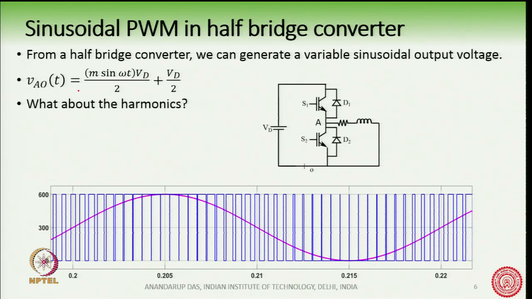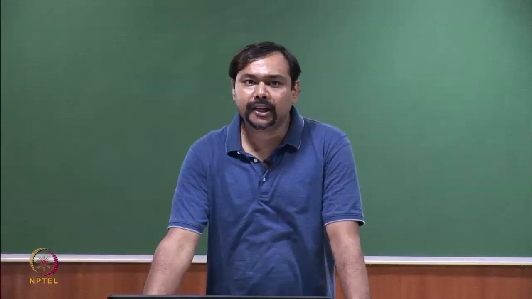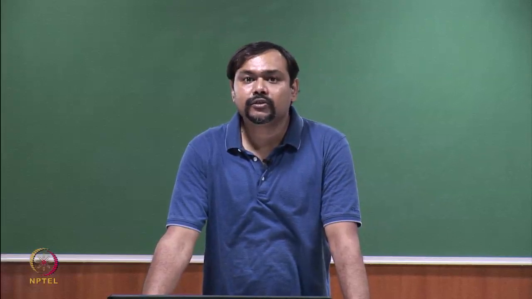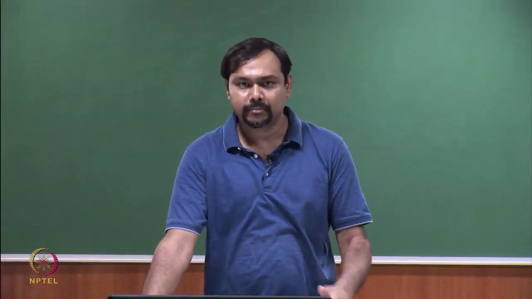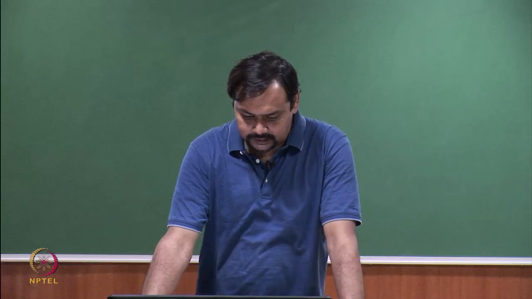VAO(t), that is the pole voltage produced, is m sin omega t into Vd by 2 plus Vd by 2. This is the voltage produced from the half bridge, but there are some higher harmonics here apart from this. This happens due to switching action, and we will try to see what these harmonics are, where they are present, like that.